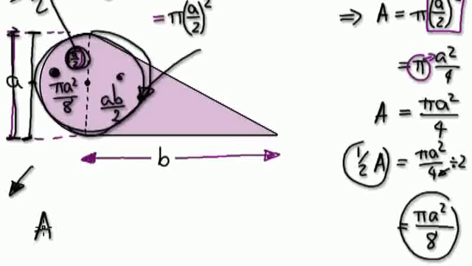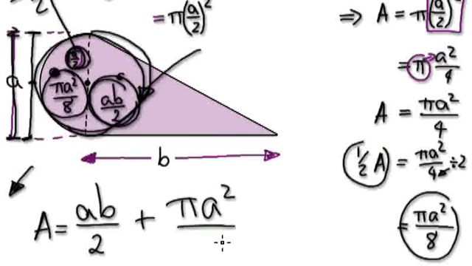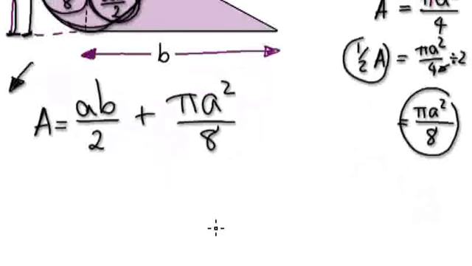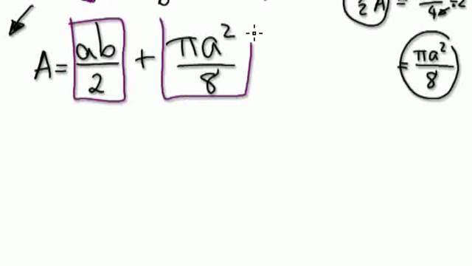This is a different A. This A represents the whole shaded part. So A equals our triangle, AB over 2, and then we add our semicircle, pi A squared over 8. In effect we've got two fractions here.